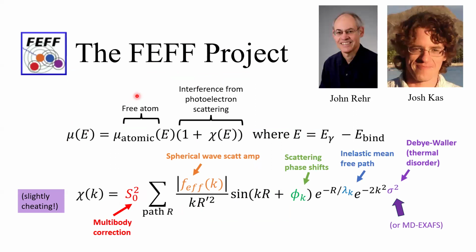John Rehr came to University of Washington in the 1980s. Ed Stern convinced him, hey, why don't you work on theory for XAFS? It shouldn't be so hard. And so then John and his group spent 40 years completely solving extended XAFS. And again, this is the XAFS equation. And their theory work, called the FEFF project, now predicts every parameter in this model. So for extended XAFS, not for XANES, but for extended XAFS, the problem is solved.